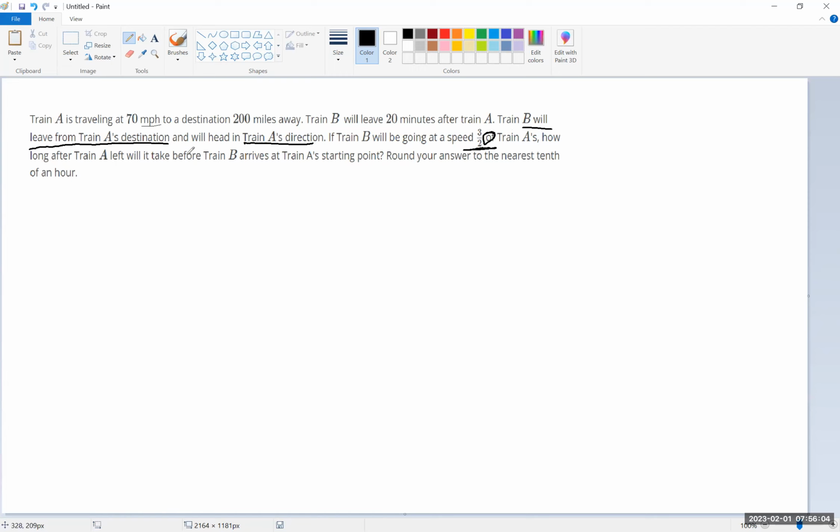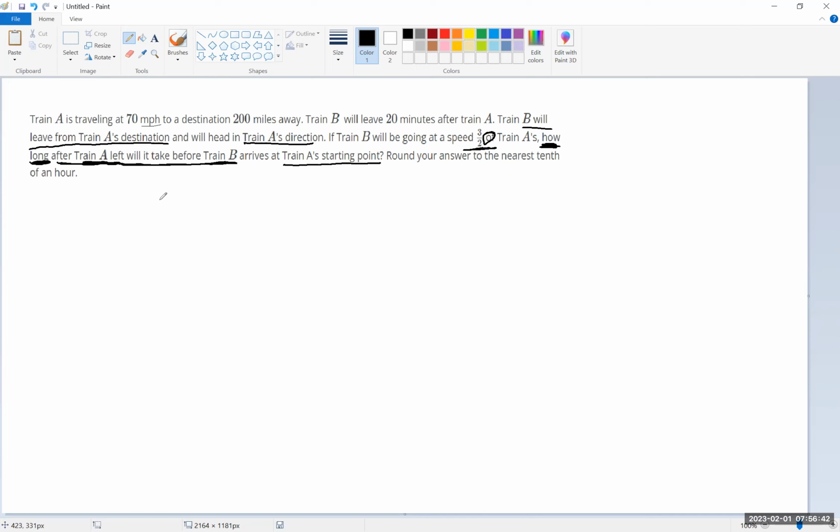And the train A's starting point. So what are we trying to find out? That's the other bullet. How long after train A leaves will it take before train B arrives at train A's starting point? So there might still yet be some concepts, ideas, phrases that are left not understood, but let's see if the picture, the diagram, helps us understand that.